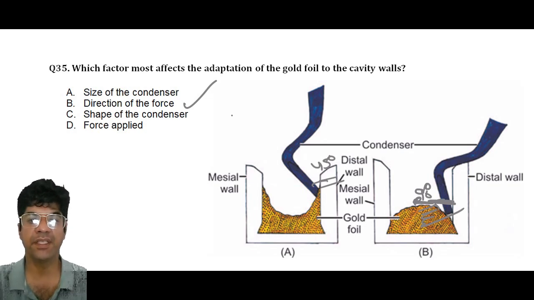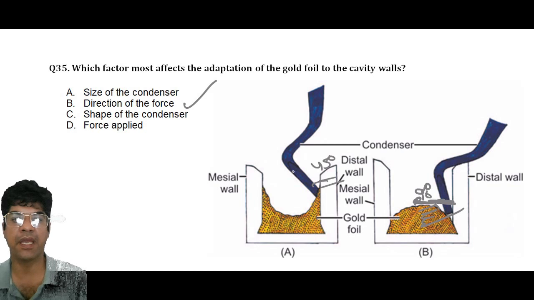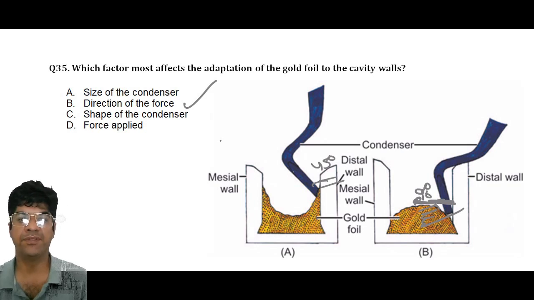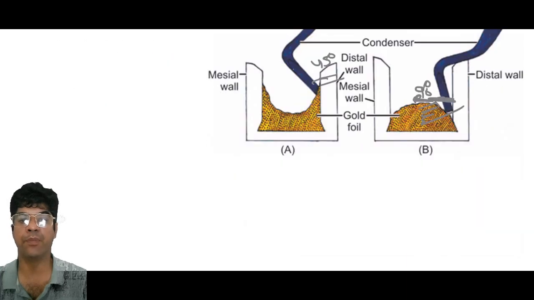The shape of the condenser, such as the design of the nib or tip, can affect how gold is condensed, but it is not the critical factor for adaptation. Force applied is indeed important for gold foil adaptation, but the direction is most important.